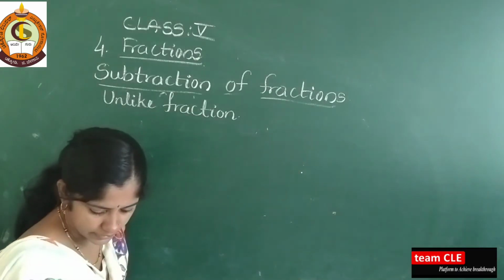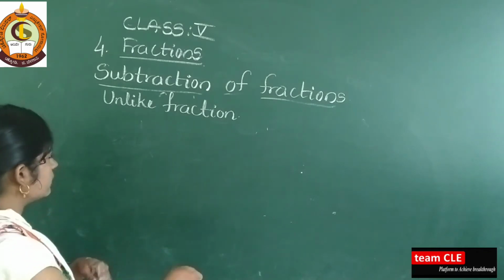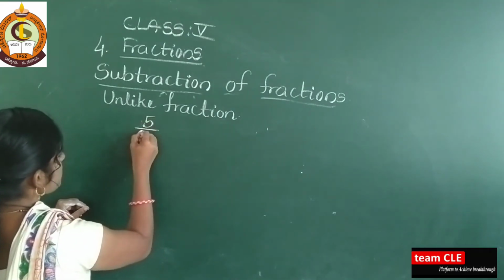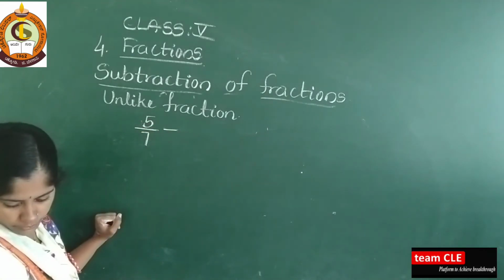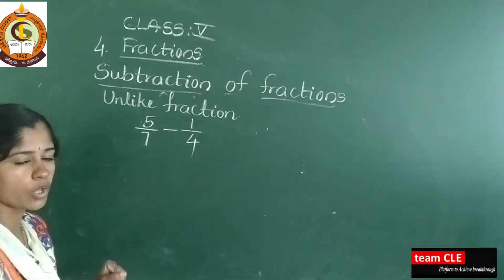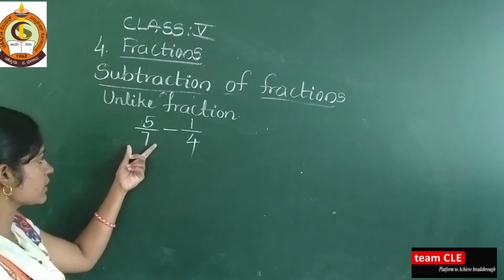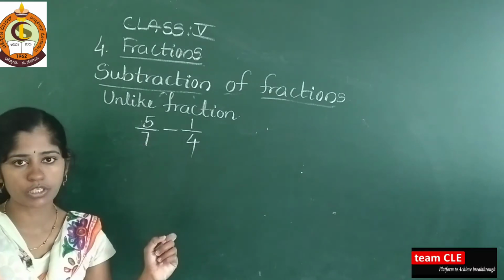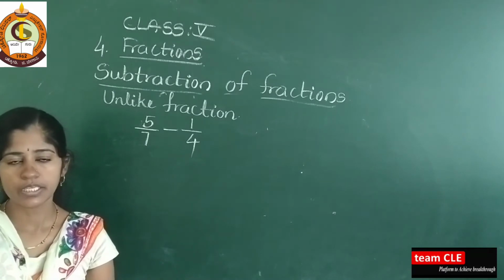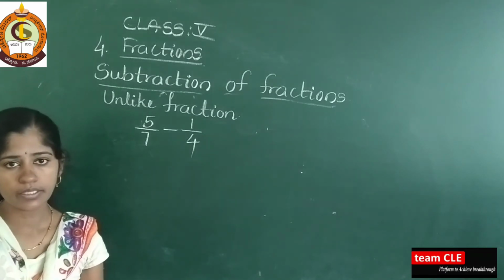That is 5 by 7 minus 1 by 4. Dear students, you already know about prime numbers and composite numbers. Here 7 is a prime number and 4 is a composite number. In that case, if we directly multiply the denominators, we get the LCM.